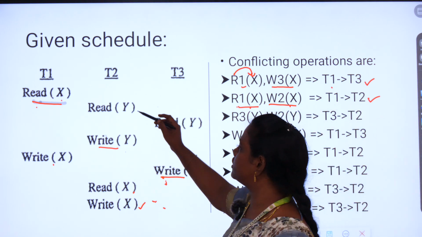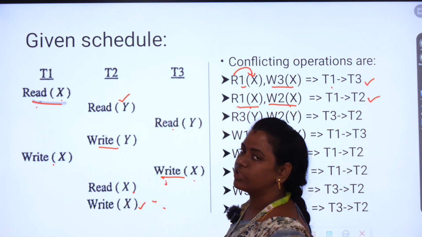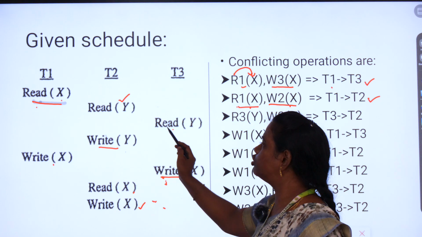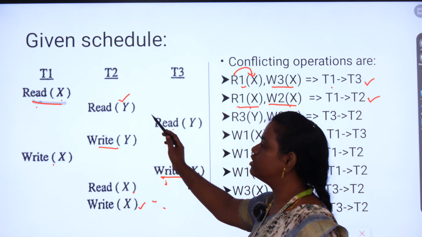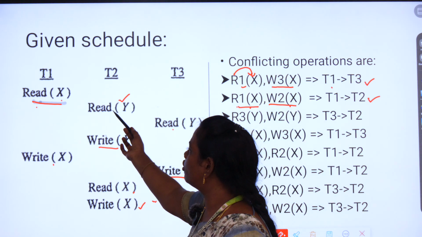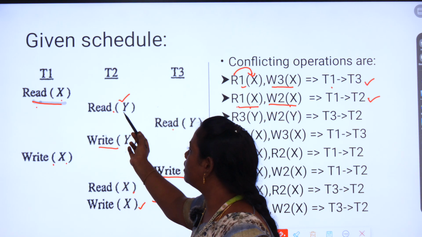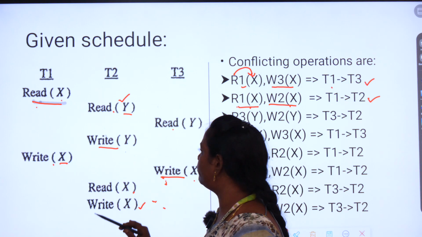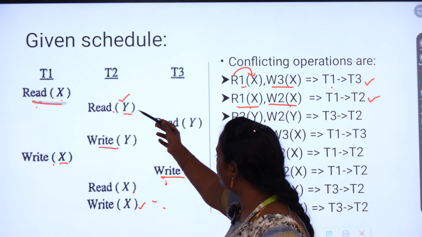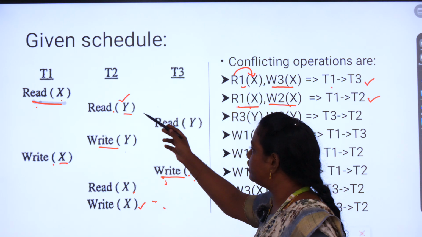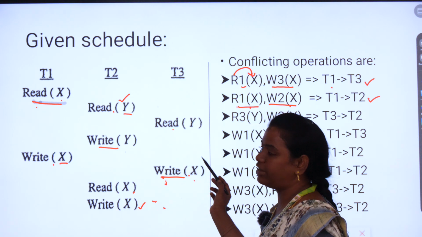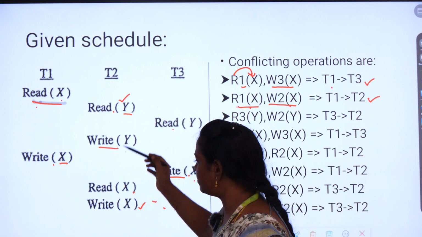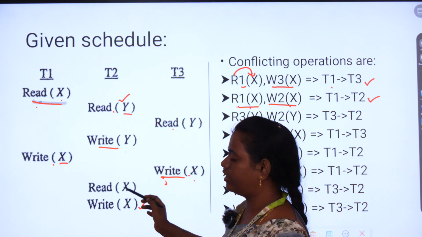Next I am going to check read of Y. I am going to compare it with the next operation. Here both are read operations, so there is no conflict. Next I am going to compare with write of X. Here both are performing on different data, so definitely there is no conflict. Then in the next step I check with write of X, again on different data, so there is no conflict. This belongs to the same transaction, so no need to check for a conflicting operation.